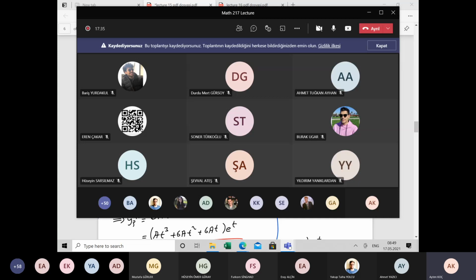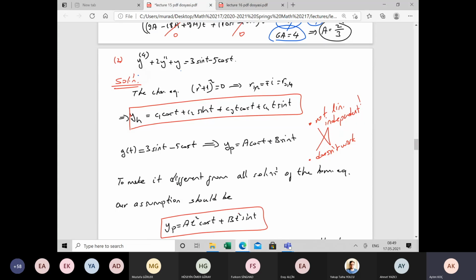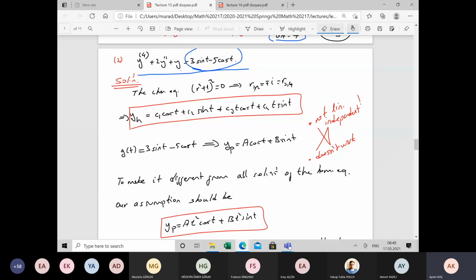Next, consider another non-homogeneous equation. First, identify this equation: a linear differential equation, order 4, with constant coefficients, and also a non-homogeneous differential equation. First of all, write the characteristic equation. This one gives complex numbers, and also repeated complex numbers.